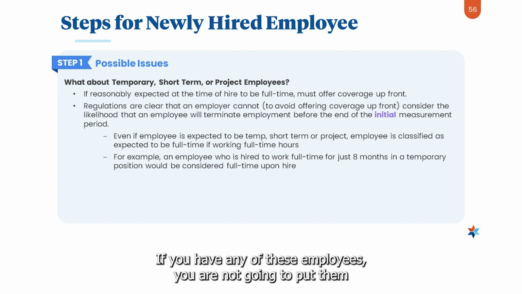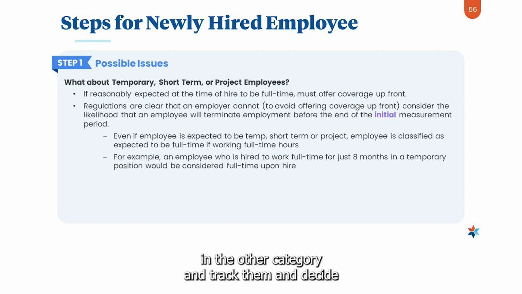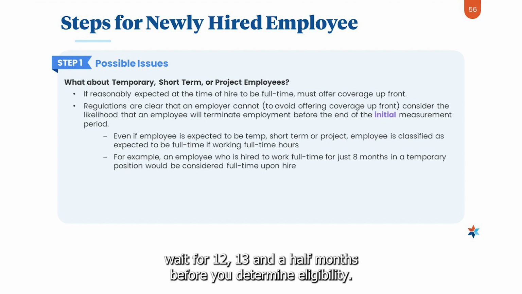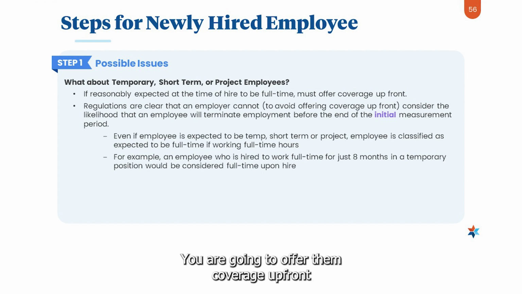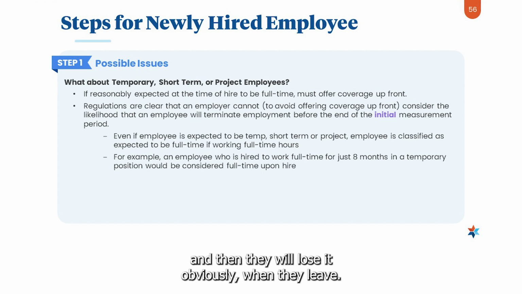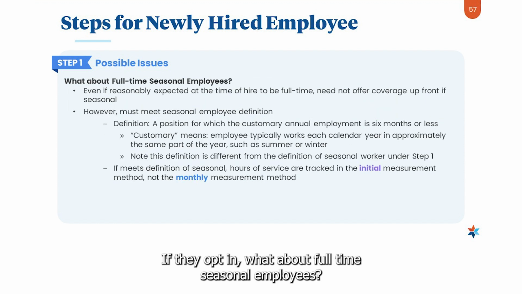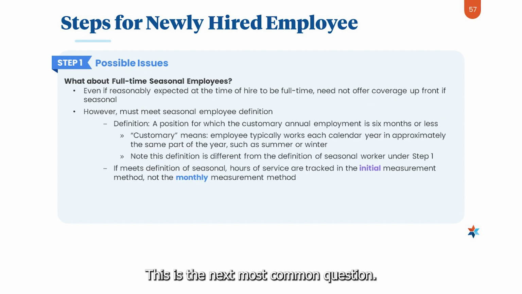If you have any of these employees, you are not going to put them in the other category and track them and wait for 13 and a half months before you determine eligibility. You are going to offer them coverage up front, and then they will lose it, obviously, when they leave, if they opt in. What about full-time seasonal employees? This is the next most common question.